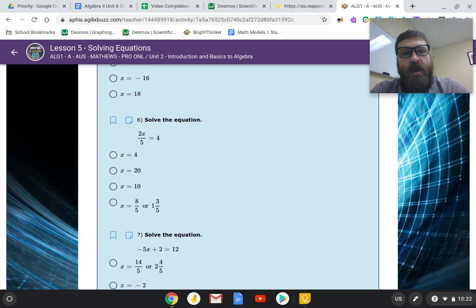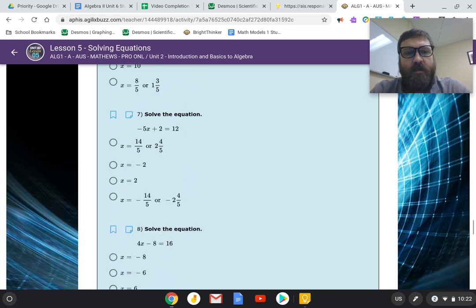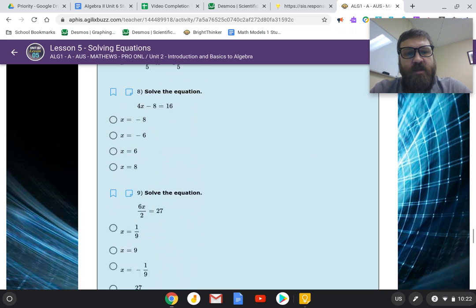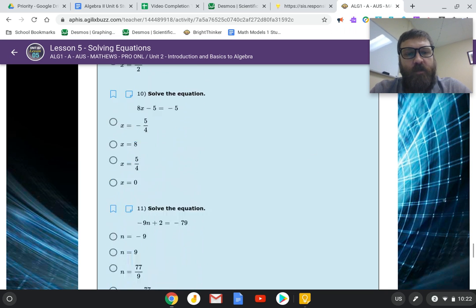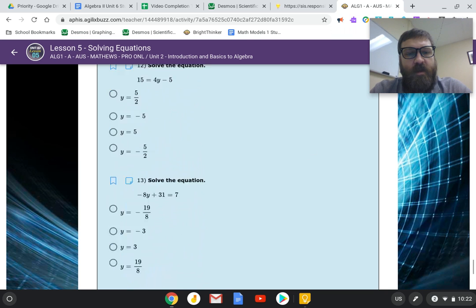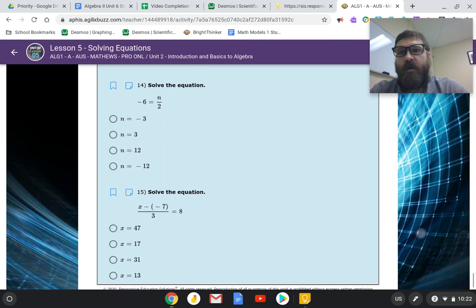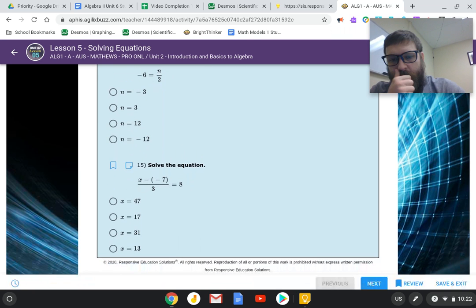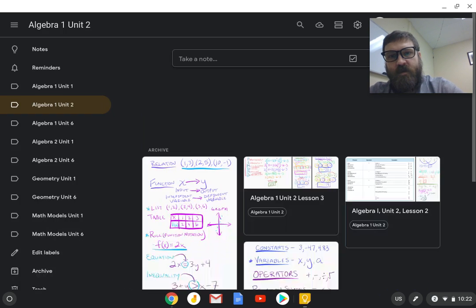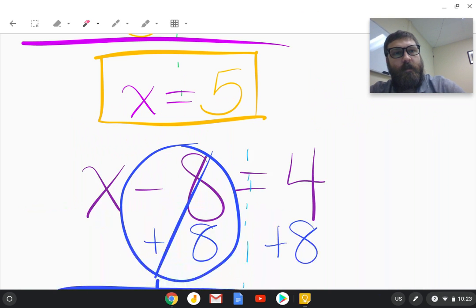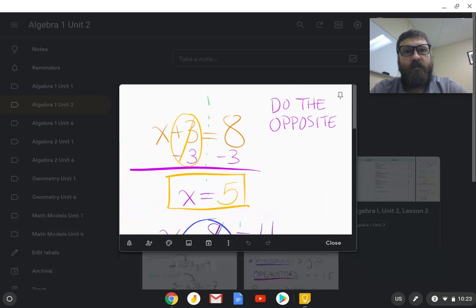Number 6, I will do an example of that here in a minute. So it looks like I need to do a couple examples of some multi-step problems. So let me do a few more examples of those, and then we'll talk about what to do next. So I'm actually going to make this in a new drawing.